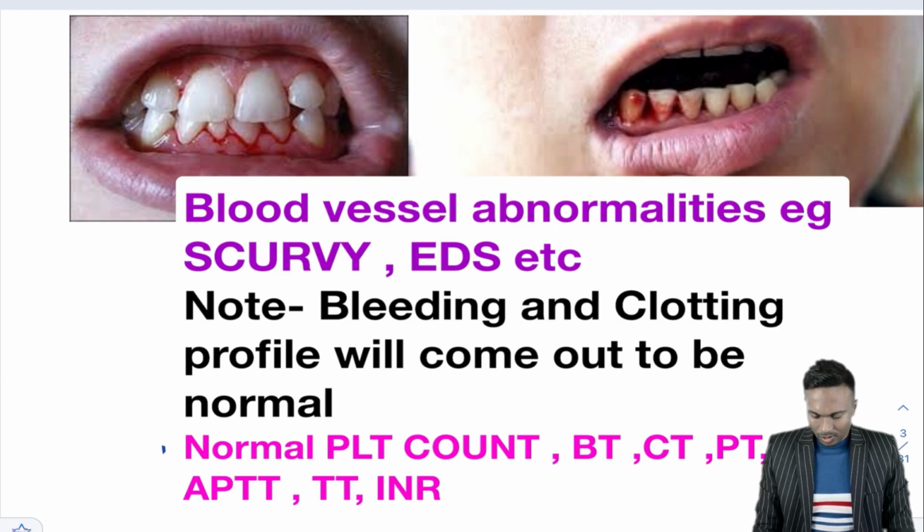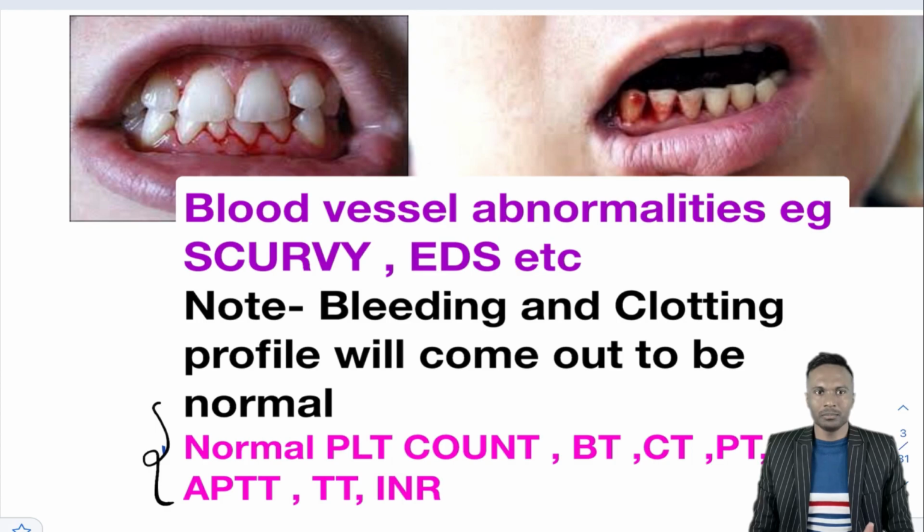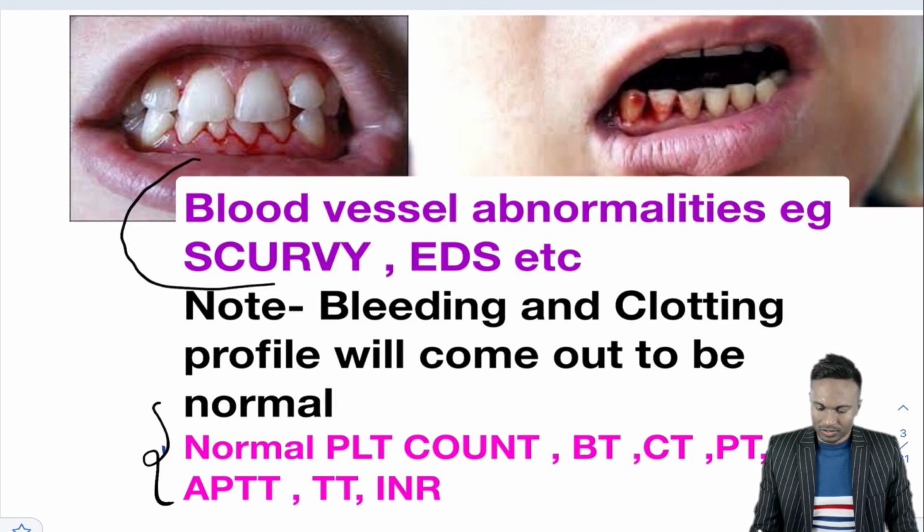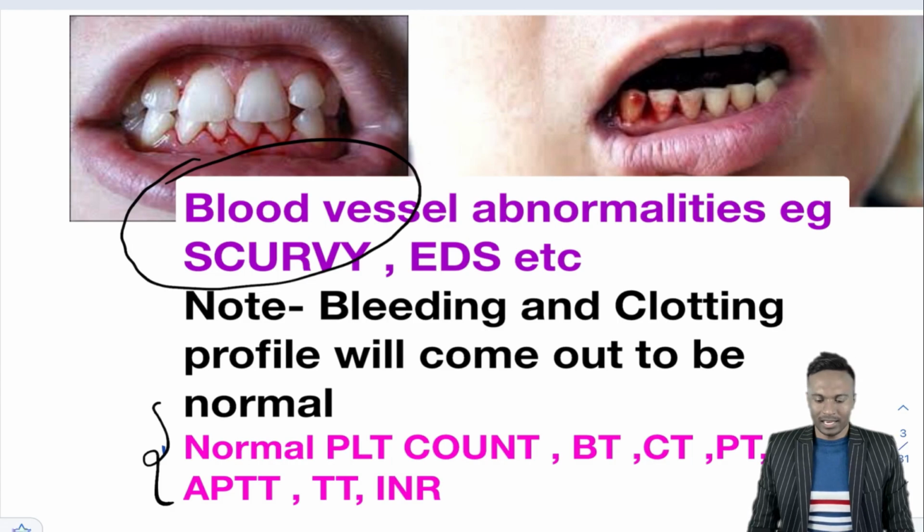Suppose all parameters come out to be normal. I mean normal PT, APTT, bleeding time, normal platelet count. So if all parameters come out to be normal, then you can apply your common sense. It is related to blood vessel abnormalities, like collagen vascular disorders, or it might be due to scurvy. So if all clotting and bleeding profile come out to be normal, consider blood vessel defects.